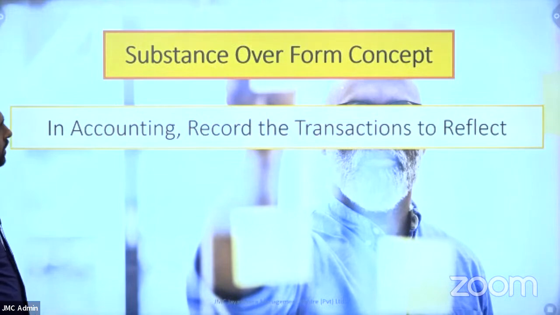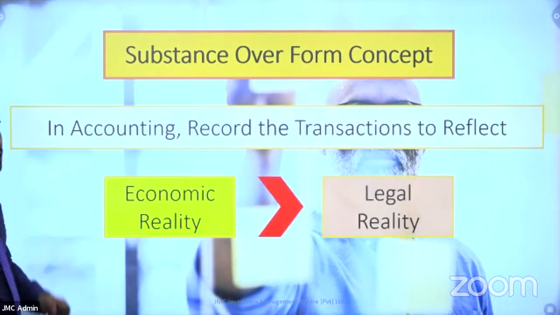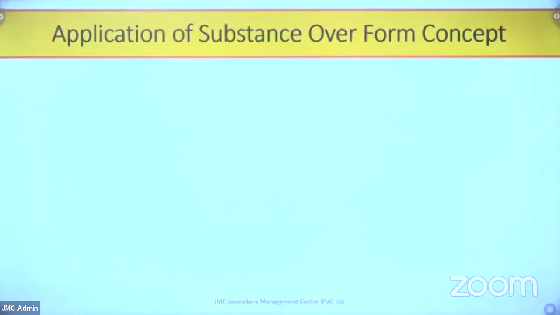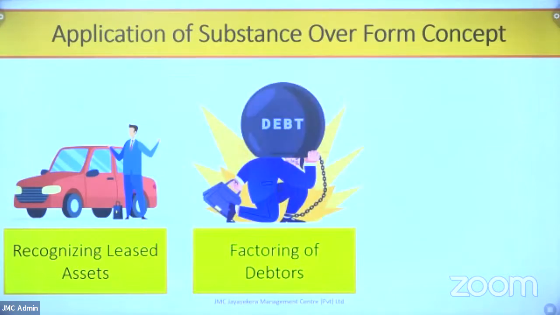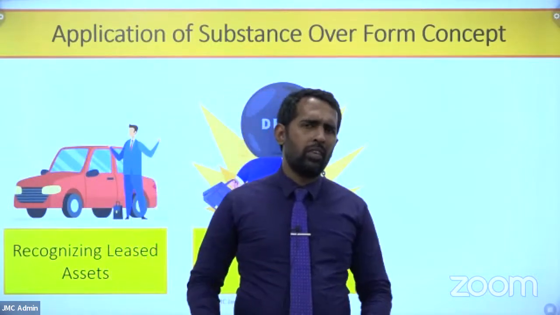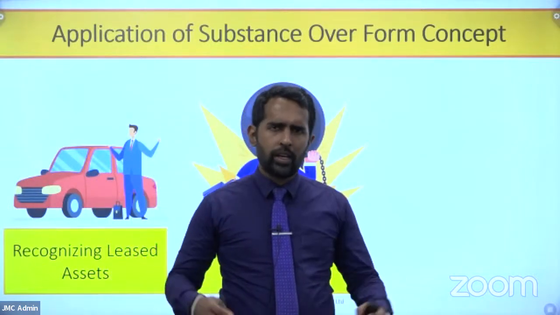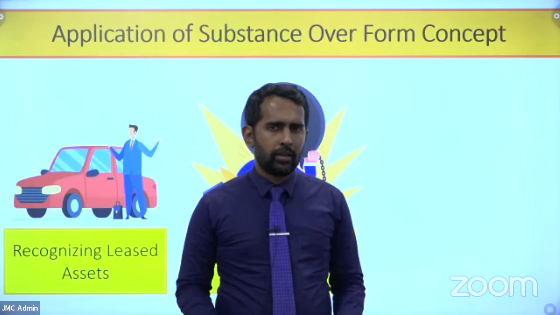Substance over form. In accounting, record the transactions to reflect the economic reality rather than the legal reality. What are the examples? Recognizing a leased asset, factoring of debtors. Now, in factoring of debtors, what we do is, we sell our debtor. So no longer the debtors are with us. But sometimes we take the risk of the bad debt.